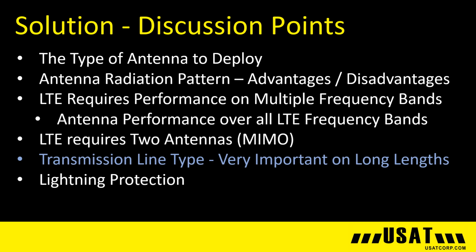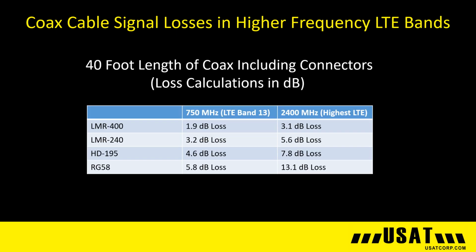Now that the antennas are selected, the next decision is what type of coax to use. The longer the length, the more you need to focus on the characteristics and quality of the coax. This chart shows some common types of coax cable and the signal loss at the end of a 40-foot length. Notice that the loss is greater at the higher frequencies. When LTE first came out, it was mostly under 1 gigahertz, so the loss in the coax was just not much of an issue at that time.